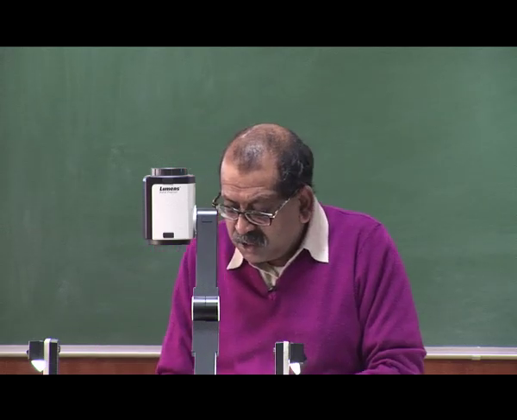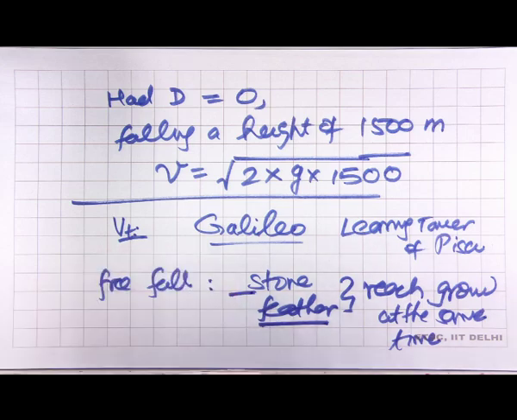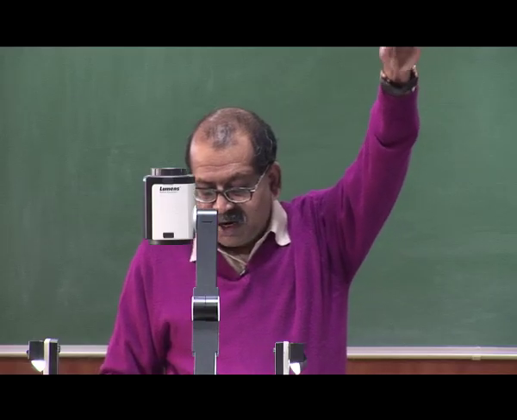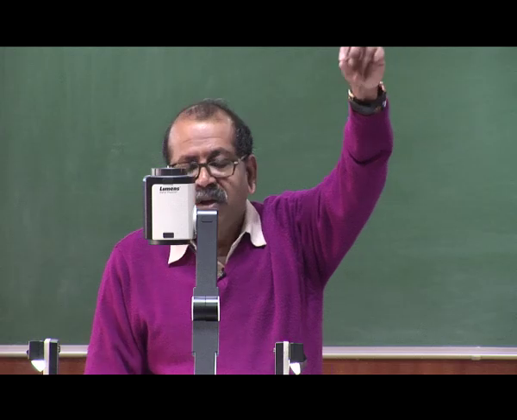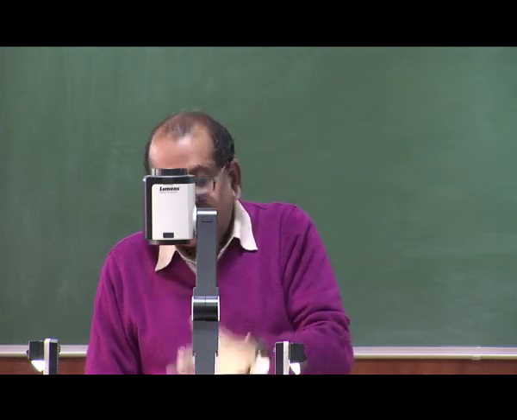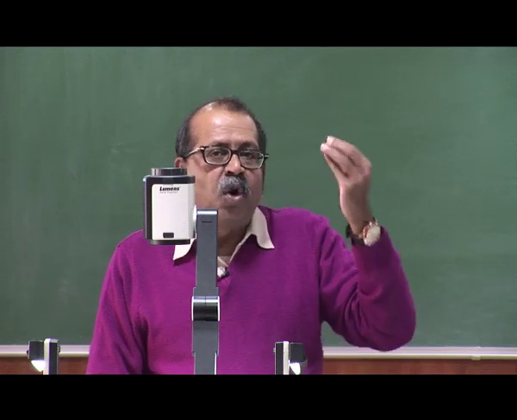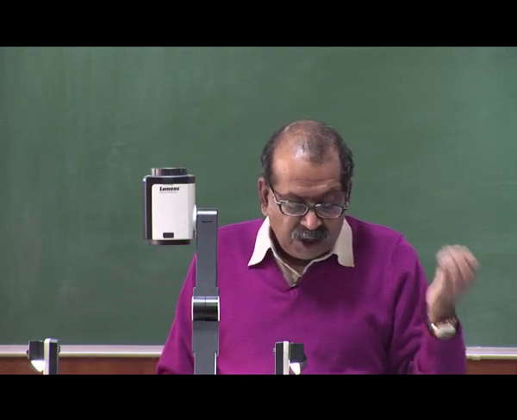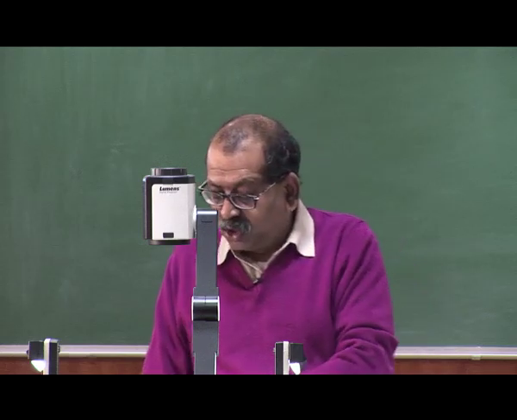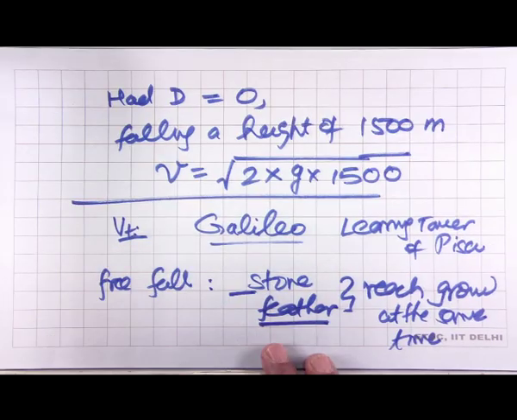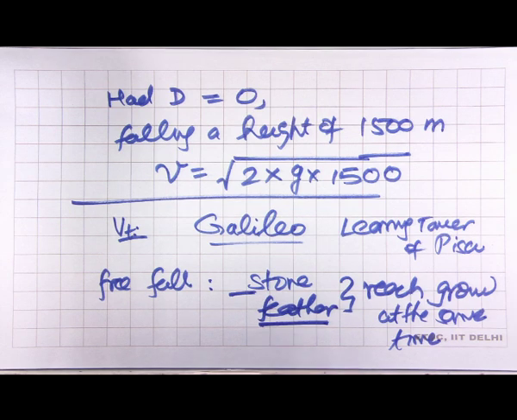And we realize that when we actually do this, if we go to the Leaning Tower of Pisa and from the top we take a stone and a feather or a ping pong ball of the same volume, and drop them, we will find the stone drops much faster as compared to the feather. And the reasons for this now become obvious.